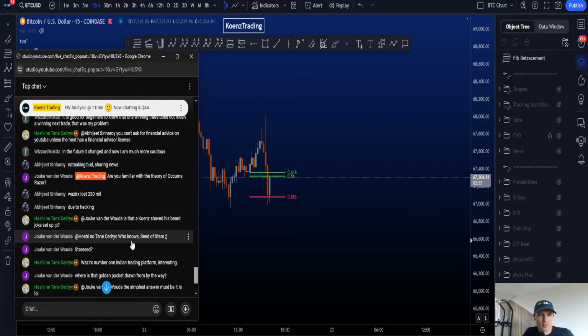Are you familiar with the theory of Occam's razor? I am not, actually. Is this trading related or more like history or something else?